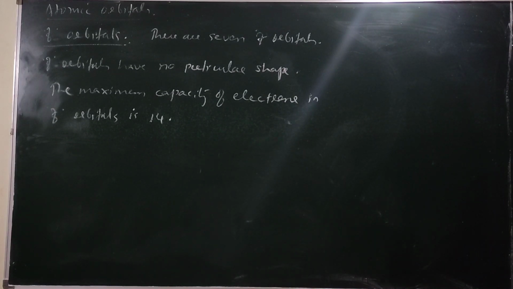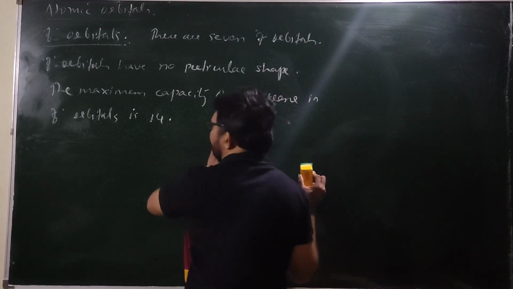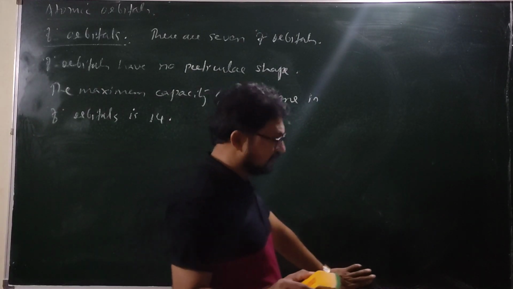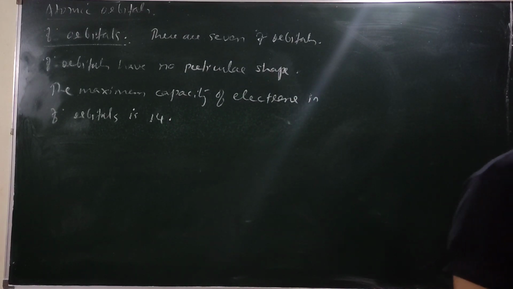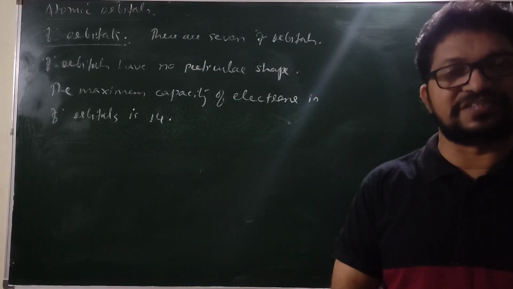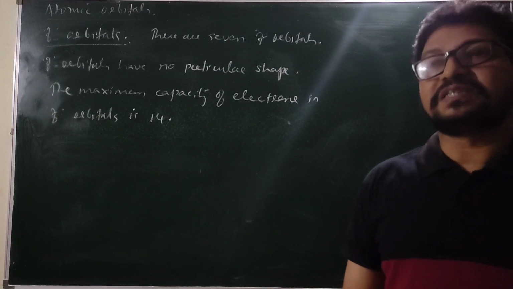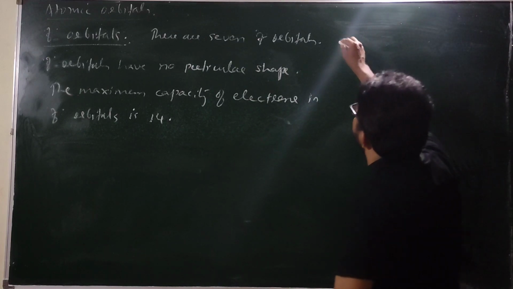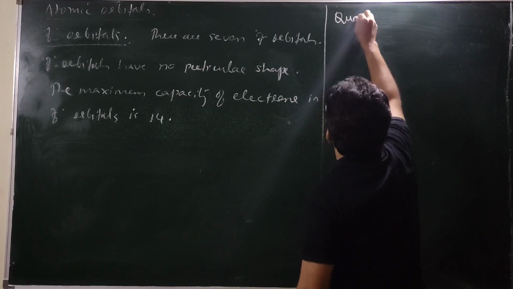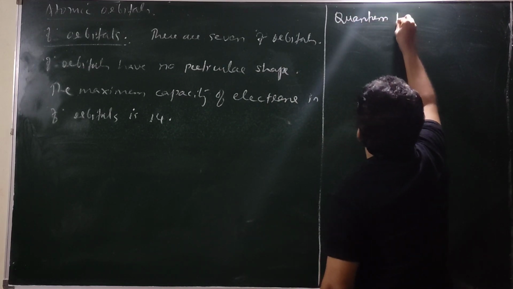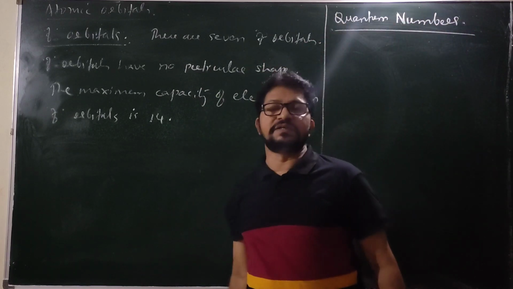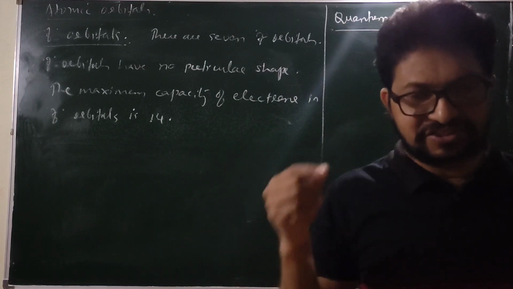So this is all about the atomic orbitals. Understand? Now the next part is one of the very important parts of our discussion. What is the next part of the discussion? You write here: Quantum numbers. This is the next discussion.